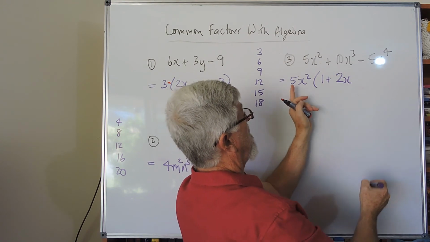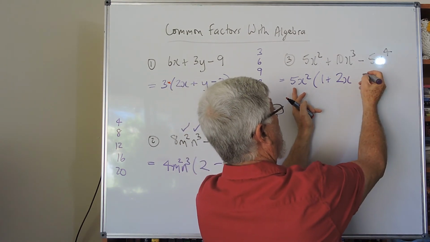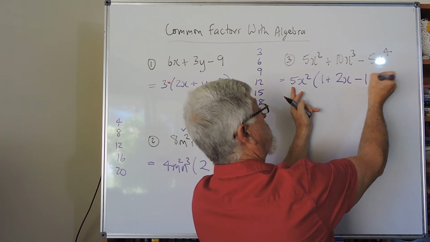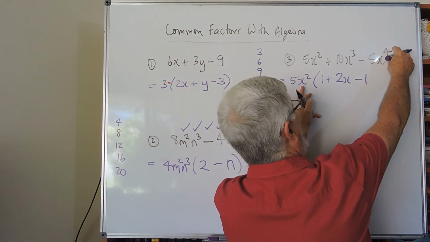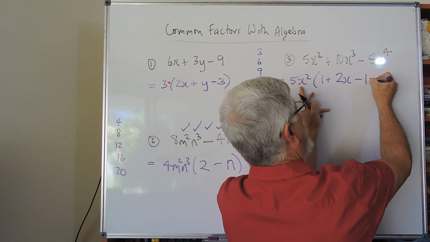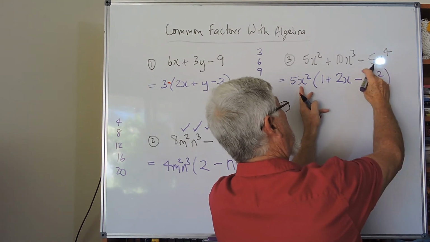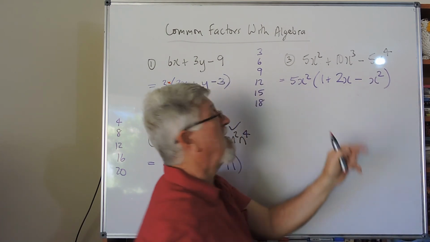Now again, this one here, 5 times what? 5 times what is minus 5? So that's a minus 1. And then x squared times what is x to the 4, so this is x times x. We need 2 extra x's. Now we don't need that 1 there, so we don't need to write that, and there it is factorised.